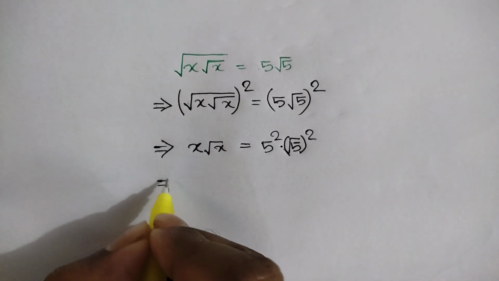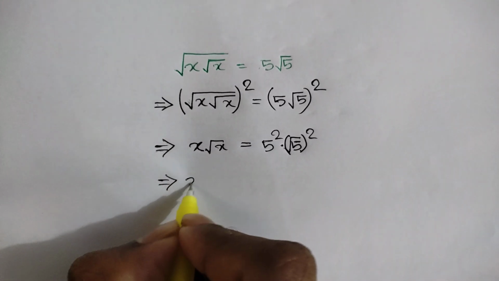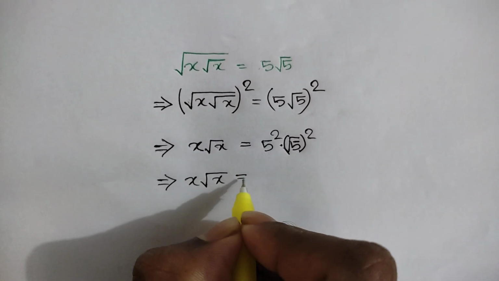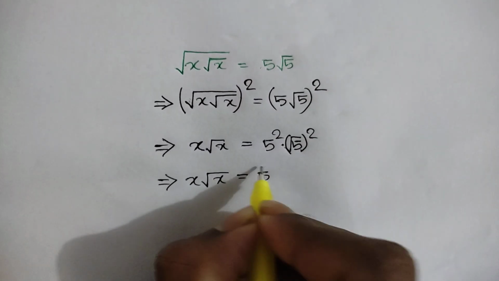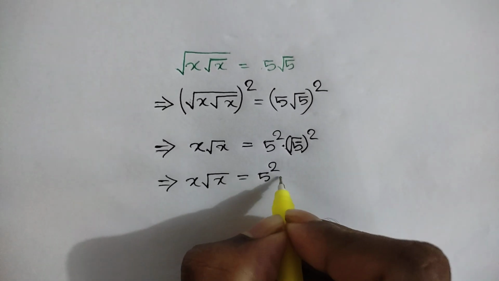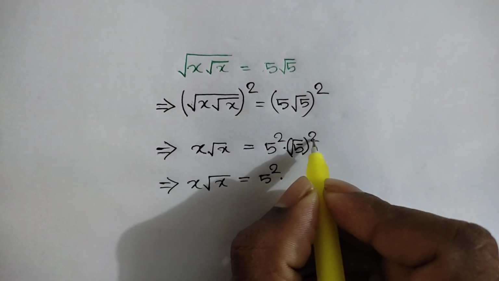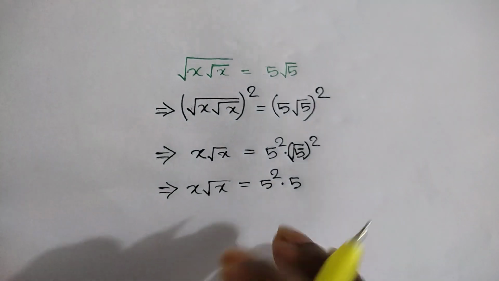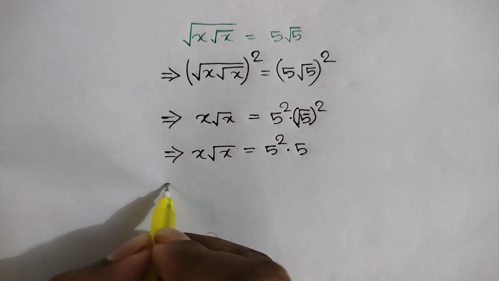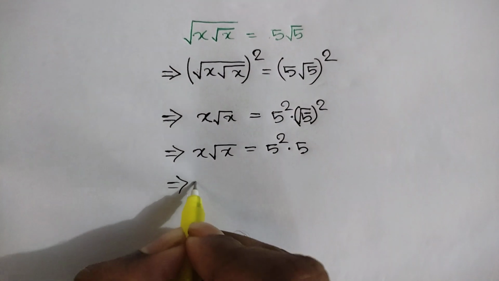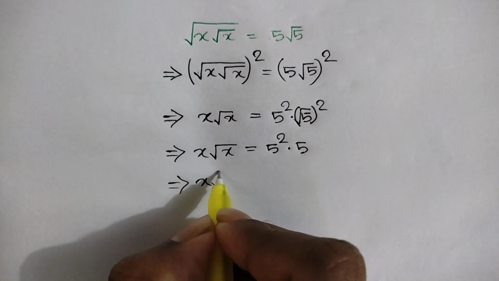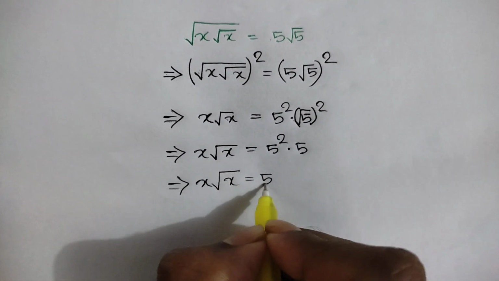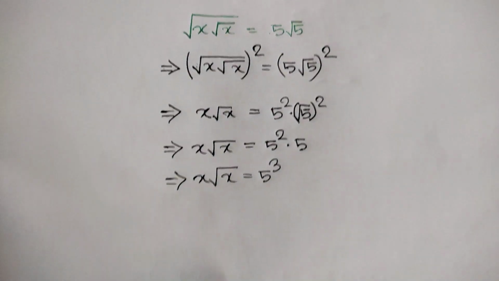x times x square root is equal to 5 square times, this square cancels out this square root, so it will remain 5. So x times square root of x is equal to 5 square times 5, which is equal to 5 cube.